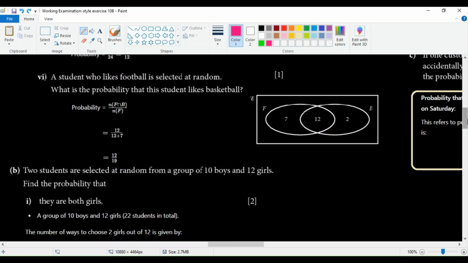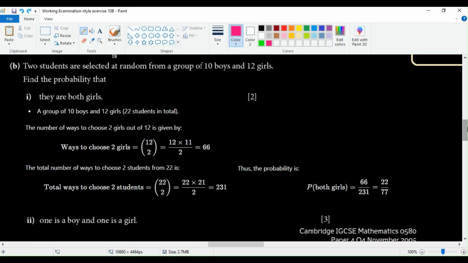Now comes part B. It says two students are selected at random from a group of 10 boys and 12 girls. Find the probability that they are both girls. A group of 10 boys and 12 girls means 22 students in total. That means the number of ways to choose 2 girls from 12 is 12 choose 2. I've already explained this rule, how to apply it. 12 times 11, which is 1 less, divided by 2 gives you 66. Now the 66 is to be used in the calculation.